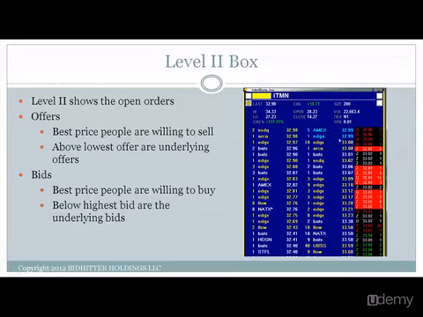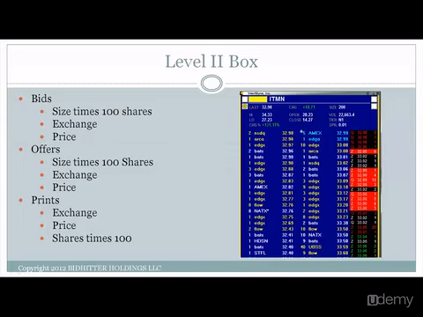The bids, like I mentioned before, are in size of 100 shares each. So this is 200 shares here. Then the exchange and the price. So we have 200 shares on NASDAQ at 32.98. Here are the offers. You multiply by 100, so it'll be 500 shares on Amex at 32.99 on the offer. Same thing goes for the prints or time and sales, where it shows you the exchange, the price, and the shares. So the last print was on the bid at 32.98 for 200 shares.